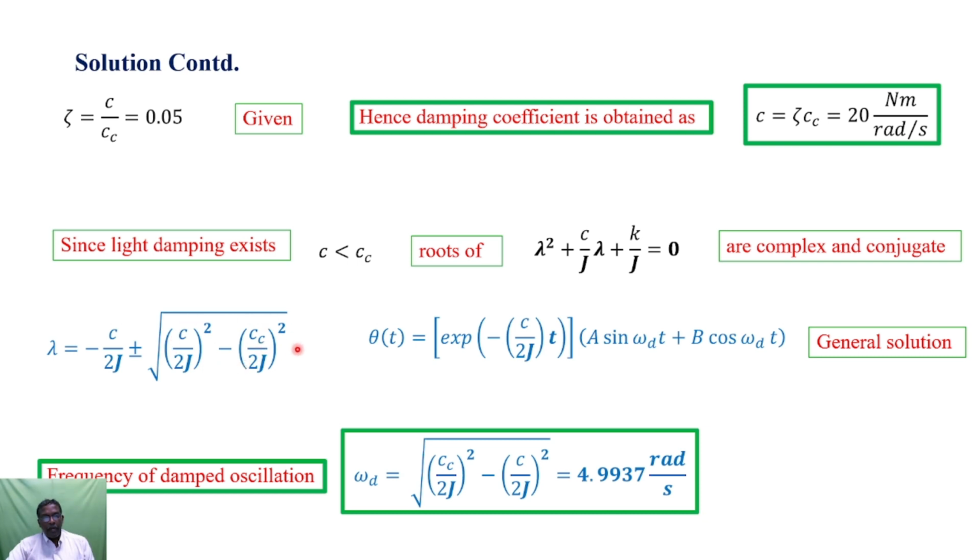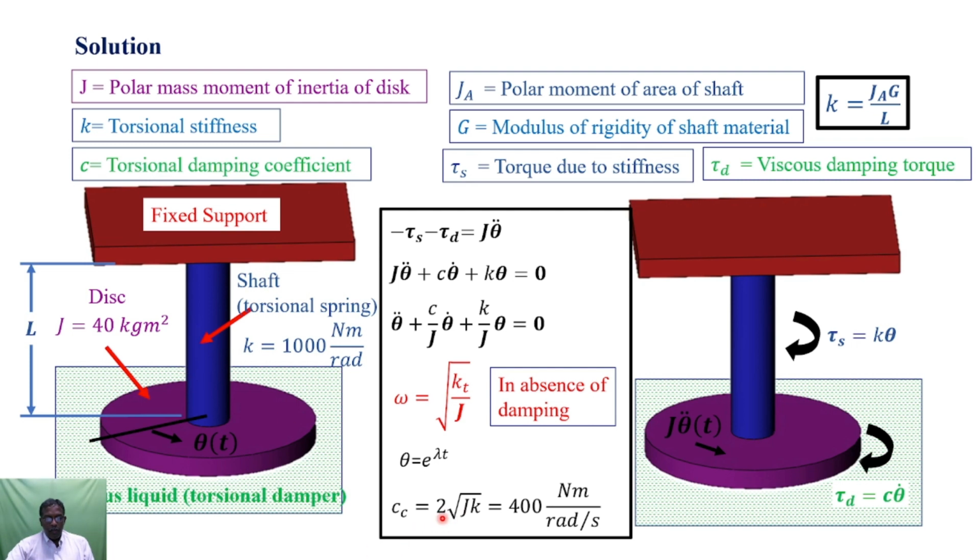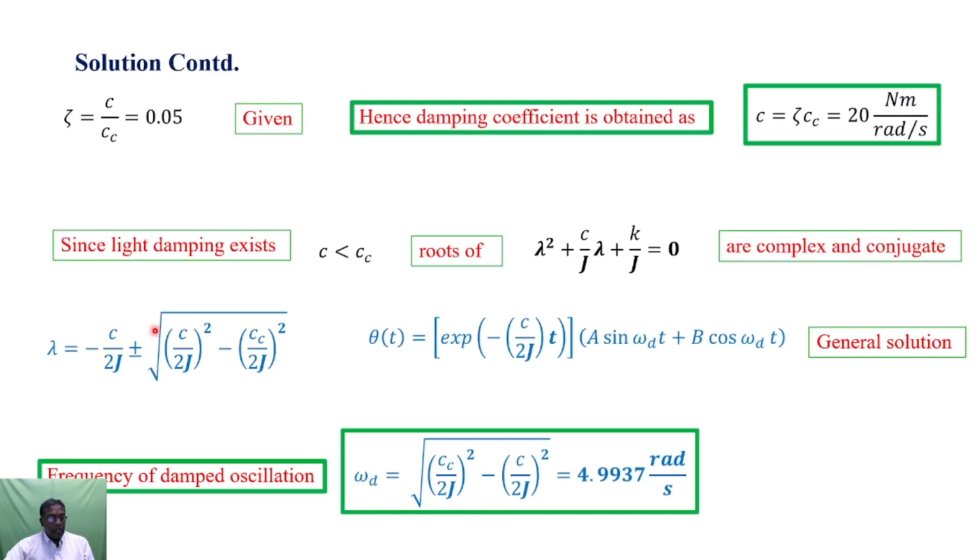The critical damping coefficient is obtained in such a way that the radical of this solution is equal to 0. Here I have the equation Cc equal to 2 square root of Jk. This equation has been obtained by using the relation that the radical of this equation, that is (C by 2J) whole square minus (Cc by 2J) whole square, is equal to 0. Using that relation, I obtain the relation for Cc, from which I can obtain the displacement time function, which is a general solution.